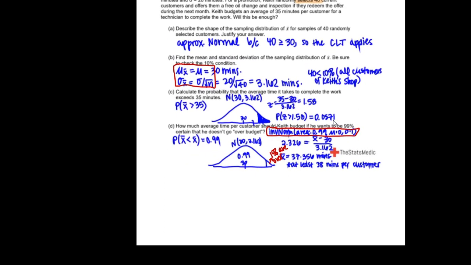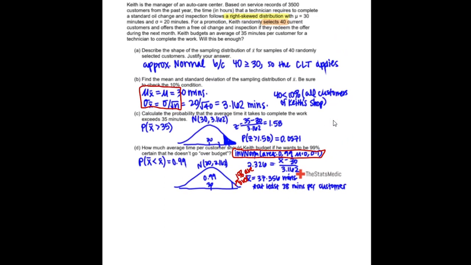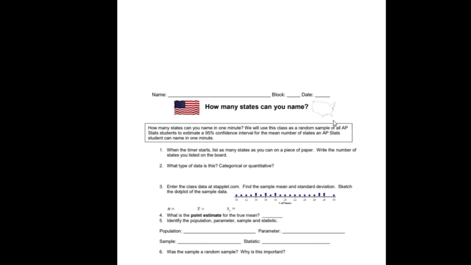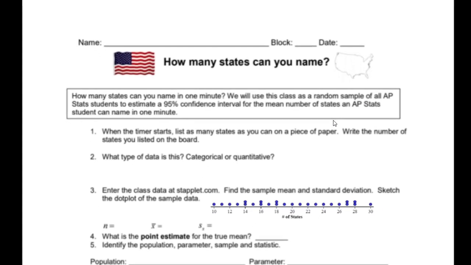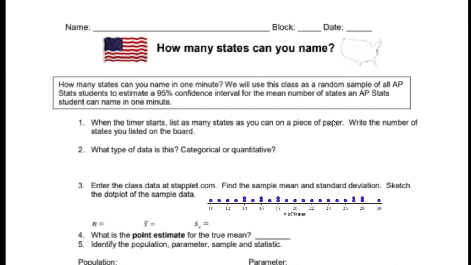Okay, so let's move on to our activity. How many states can you name? This should be the first activity after the central limit theorem lesson in your Unit 7 packet, so you can take that out. What we want to start with is how many states can you name in 1 minute?